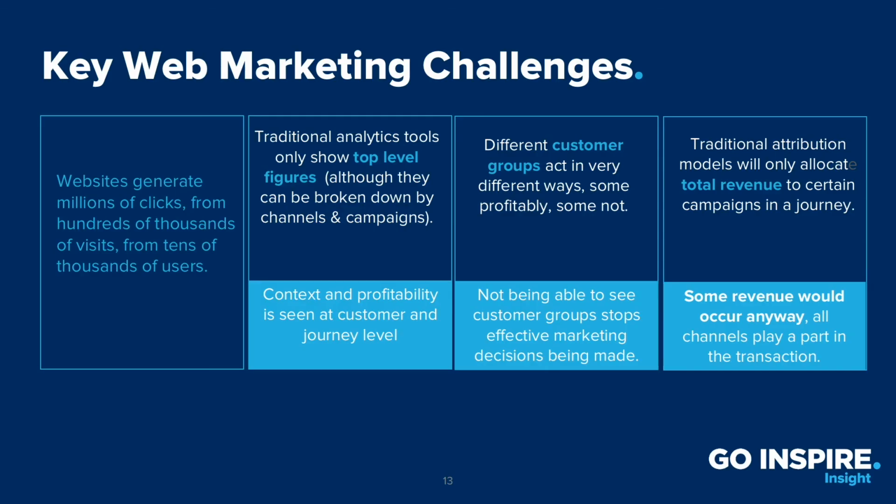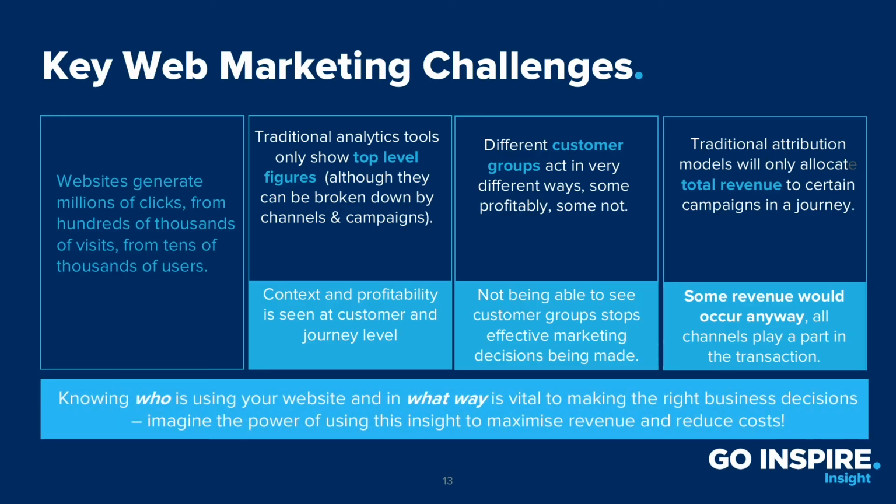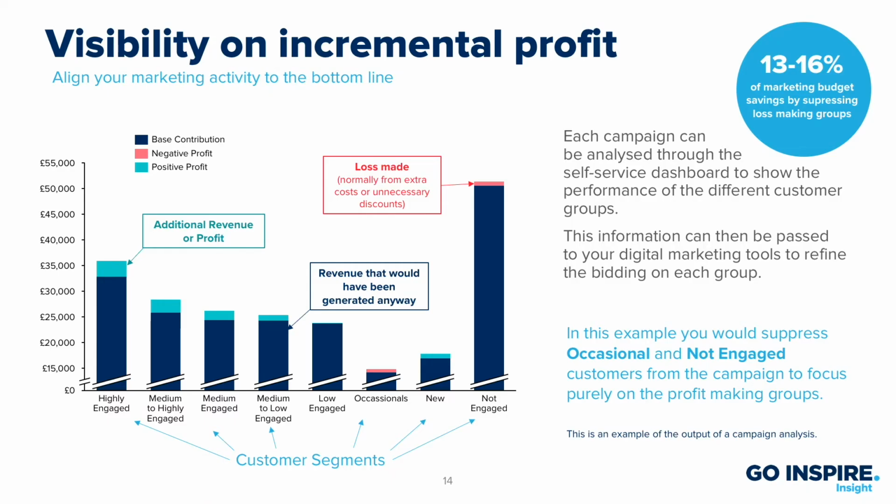So knowing who is using your website and in what way is vital to making the right business decisions. And we can then apply that to maximize revenue and reduce the costs. The way we tend to see it is that we break out the different customers into groups based on their engagement, looking at those who are highly engaged through to low engaged and occasional visitors to the website. By looking at each of those groups, we'll see different patterns for different campaigns. So in this example, we've got a piece of analysis that was done for one campaign, and we broke the different customer groups out based on how engaged they were.